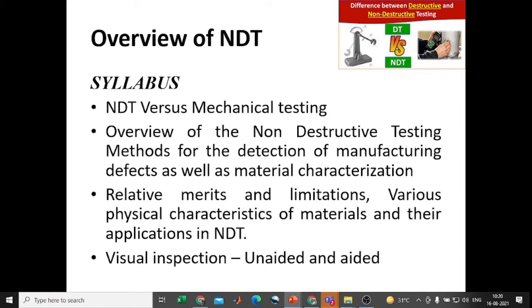After that, the relative merits and limitations available with this non-destructive testing procedure, various physical characteristics of materials and their applications in NDT. Finally, in the first unit, after completion of this general introduction and the general topics, we are going to study the visual inspection method. The visual inspection method may be classified into unaided and aided. Already I told you what is meant by unaided and what is meant by aided. So these are all the subject contents available in your first unit, so we can discuss this topic with this subject.